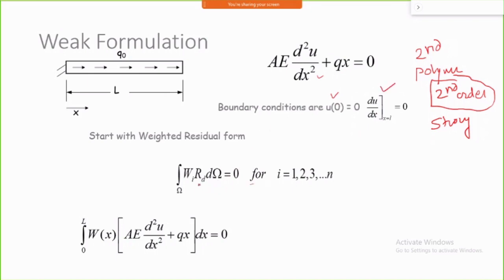So we'll start with the weighted residual form. This is the weighted residual form, the integral of W R_D d omega is equal to 0, for different values of W. This R_D is nothing but the domain residual, which will be brought from your differential equation, and that is to be substituted into the equation, and we got this equation.